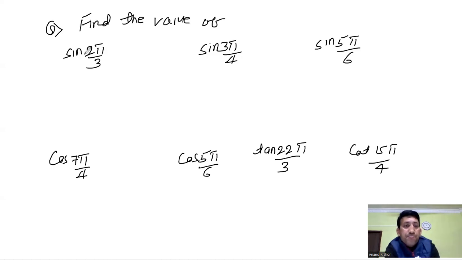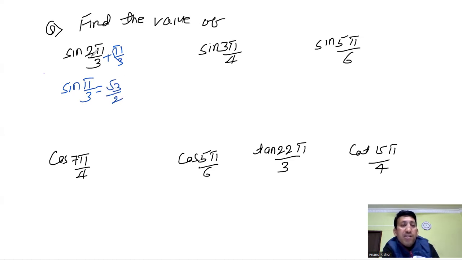Okay, I'm giving some more examples in radian. First we will see sine 2 pi by 3. First we will see that this angle is supplementary with which angle. If I add pi by 3 to 2 pi by 3, we get 3 pi by 3, which is pi. So sine 2 pi by 3 is sine pi by 3, and sine pi by 3 is nothing but sine 60, which is root 3 by 2.